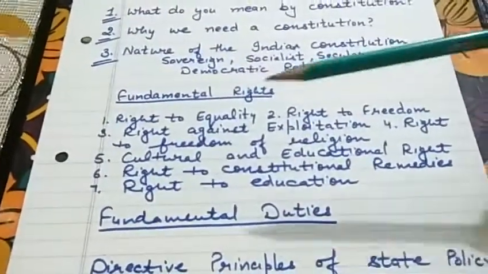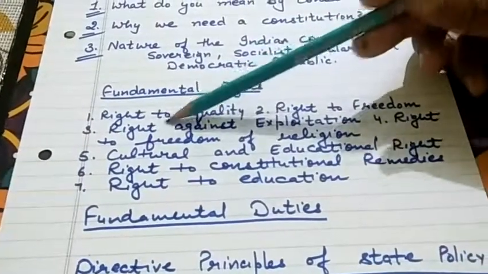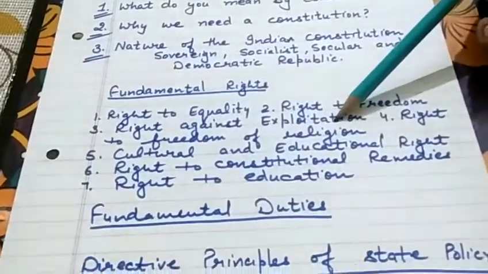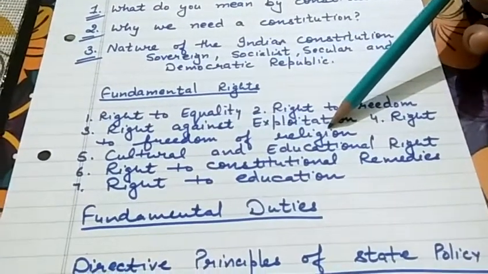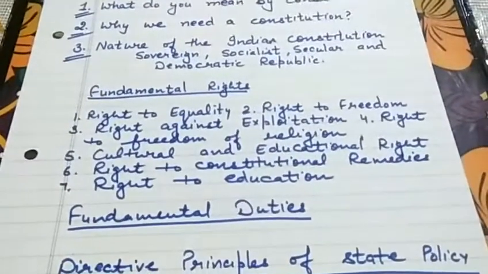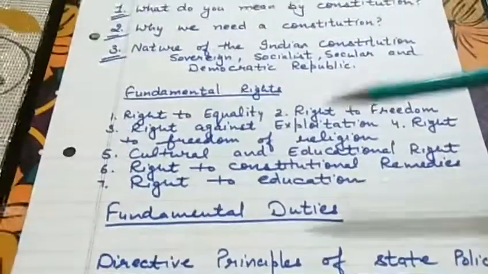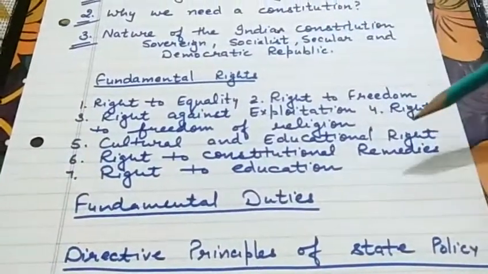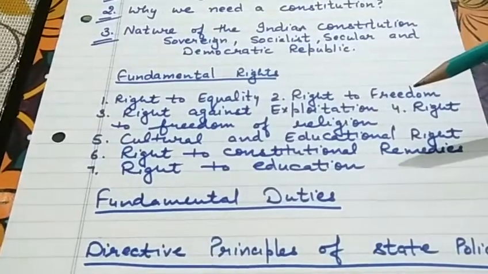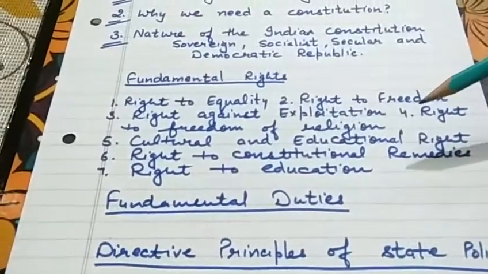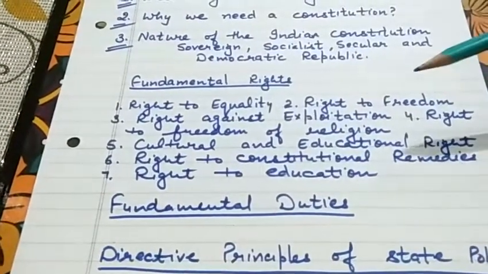Next is right to freedom of religion. Students, every citizen of our country is free to choose any religion according to his or her choice. Next is cultural and educational right. Students, every citizen or community is free to protect their culture, language or religion.